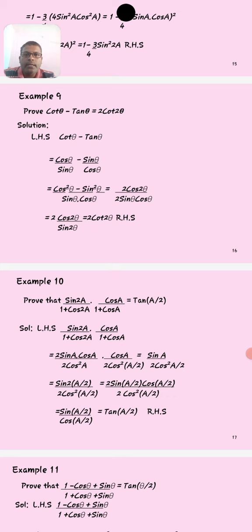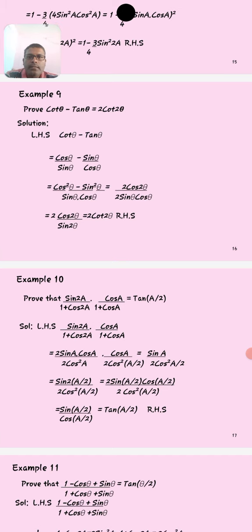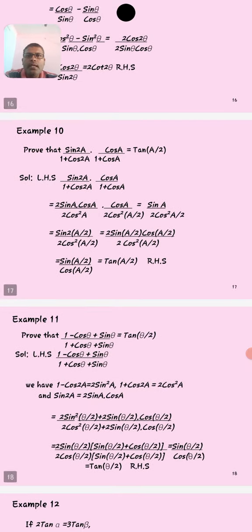Cos square theta minus sin square theta, using the multiple angle, we get cos 2 theta. Now here we have sin theta cos theta. Both numerator and denominator multiply with 2, we get 2 sin theta cos theta, which is sin 2 theta. Then we write 2 cos 2 theta by sin 2 theta, we get 2 cot 2 theta. Okay. Now we see example number 10.